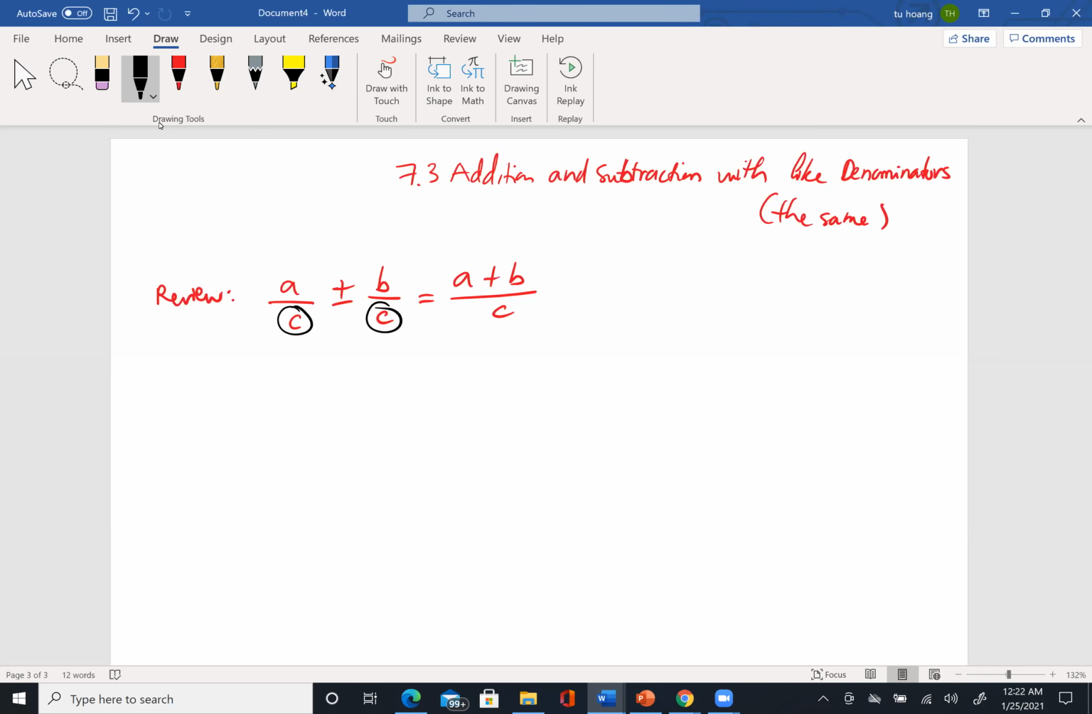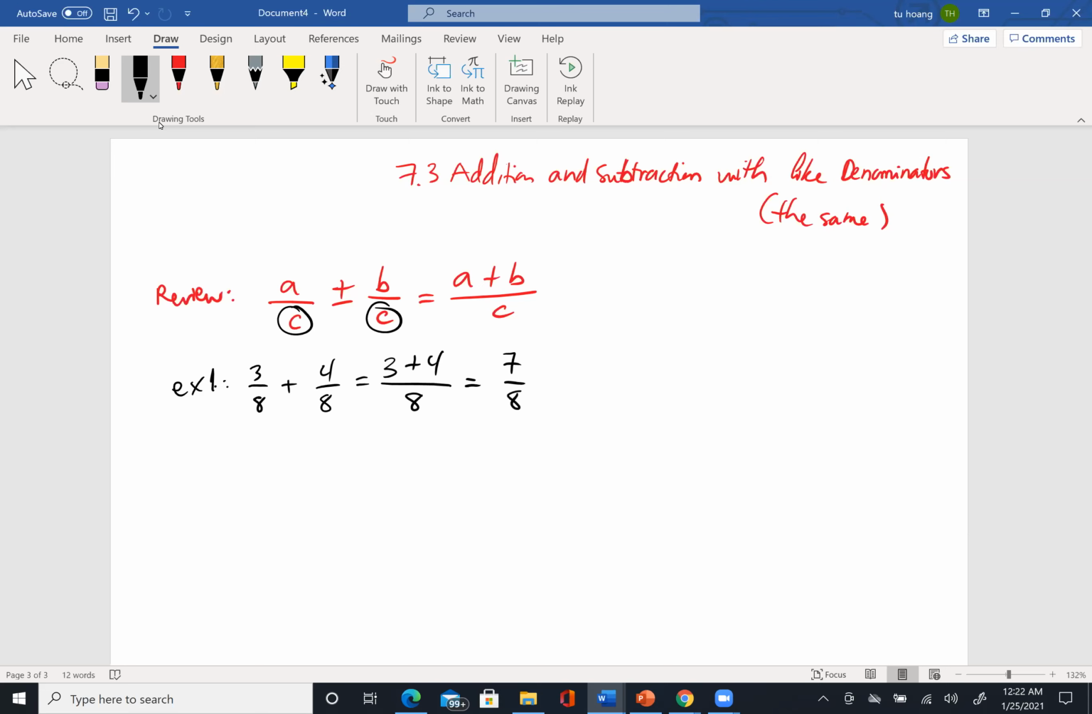Okay, so let's do an example. One. So I have 3 out of 8 plus 4 out of 8. What is that going to be? Okay, so you want to do addition on the top, 3 plus 4, and keep the bottom. Then you have 7 over 8. This is the answer.